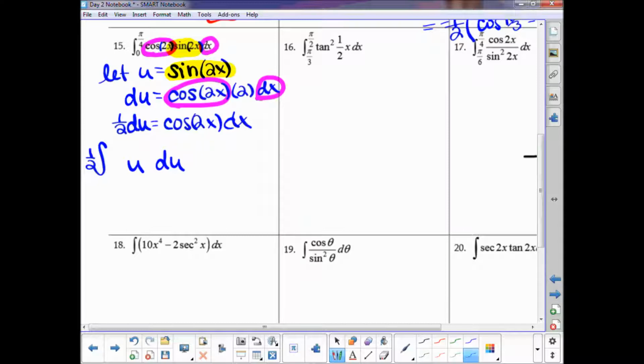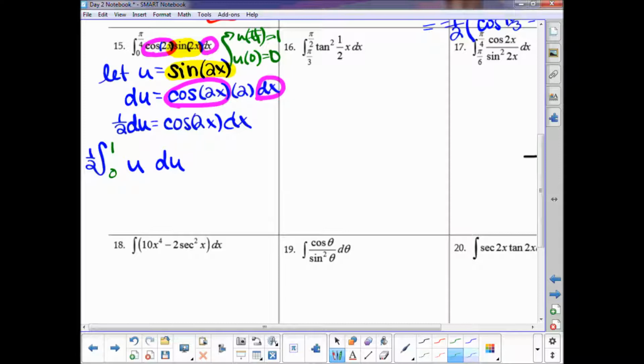Now, we do need to change our bounds, so let's go ahead and do that. All right, u of pi over 4 and u of 0. Pi over 4 times 2 would be pi over 2. What is sine of pi over 2? 1. And sine of 0? Oh my goodness, this is going to be so nice. Look at that, from 0 to 1. So we just took that crazy complicated integral and turned it into a much nicer one by using u sub.